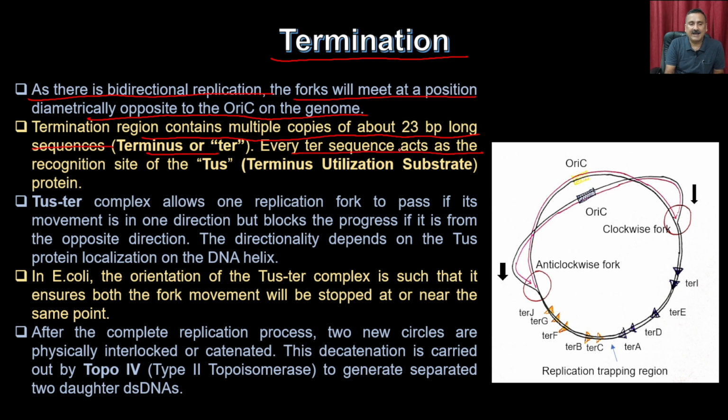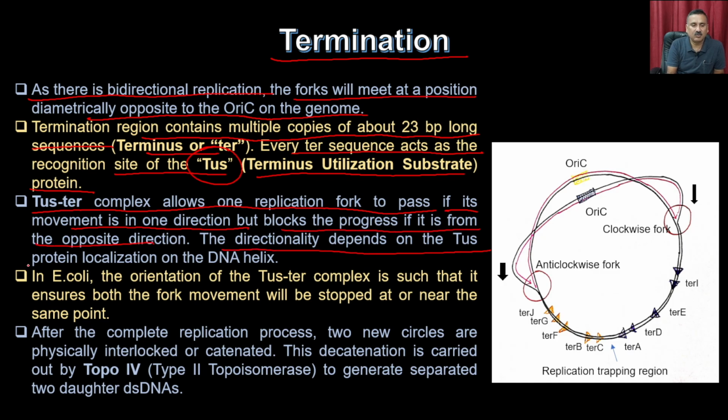Every TER sequence acts as a recognition site for a protein called TUS, the termination utilization substrate protein. The TUS-TER complex allows one replication fork to pass if it is moving in one direction, but blocks the progression if it is from the opposite direction. The directionality depends on the TUS protein localization on the DNA helix. In E. coli, the orientation of the TUS-TER complex is such that it ensures both forks' movement will be stopped at or near the same point.